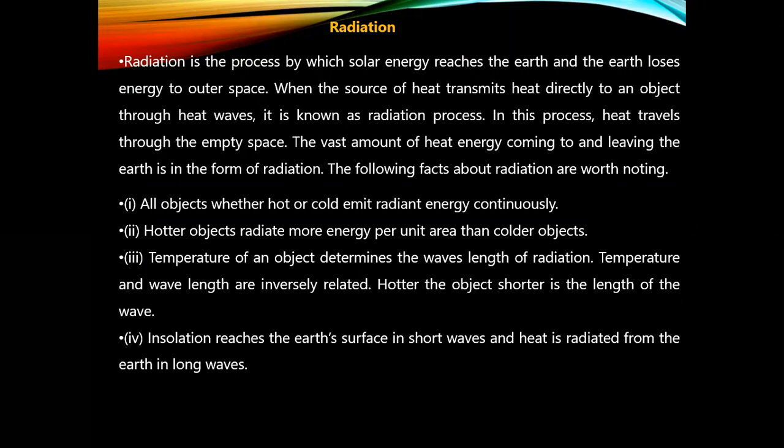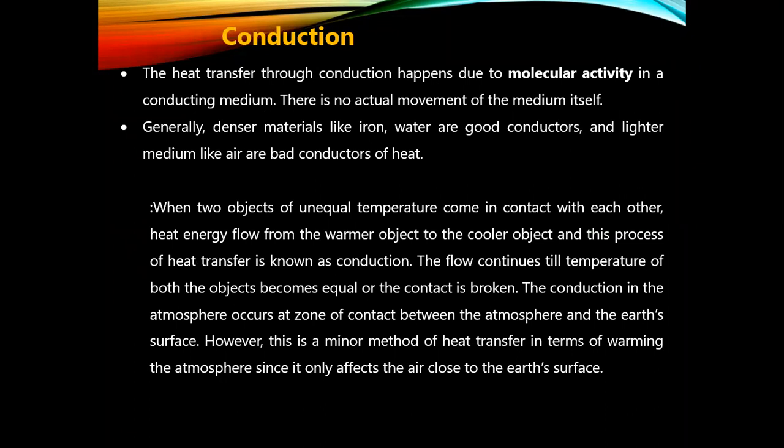Now, we will look into radiation. Radiation is the process by which solar energy reaches the Earth and Earth loses energy to outer space. When the source of heat transmits heat directly to an object through heat waves, it is known as the radiation process. In this process, heat travels through empty space. The vast amount of heat energy coming to and leaving the Earth is in the form of radiation.